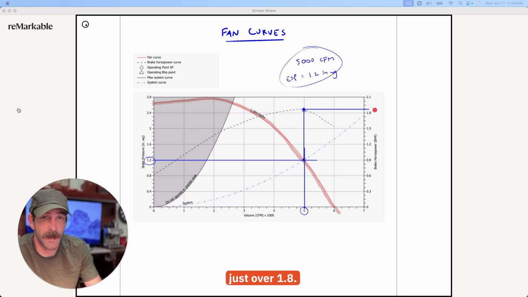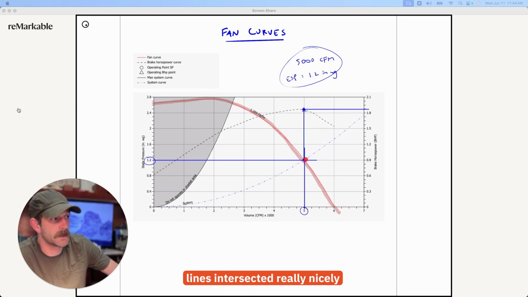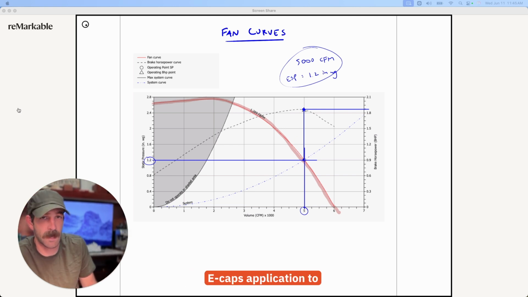So here, with this fan at this RPM and these conditions, the brake horsepower is going to be just over 1.8. Now, all these lines intersected really nicely because I used the Greenheck eCaps application to select a fan based on these system parameters.